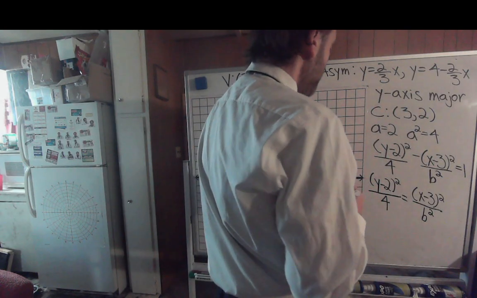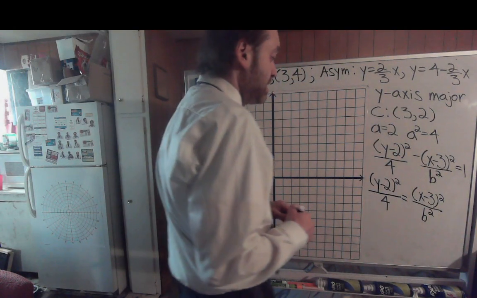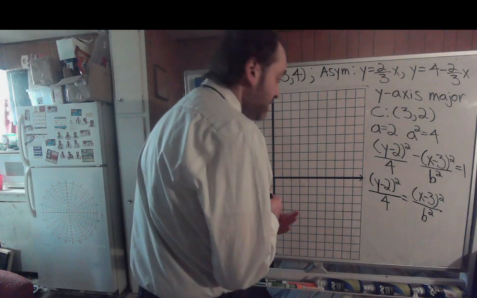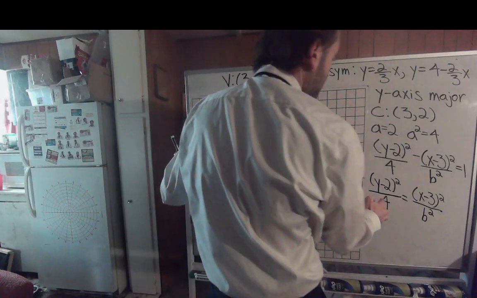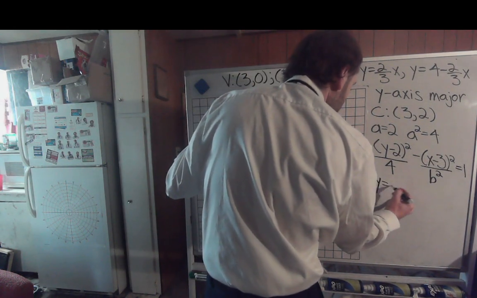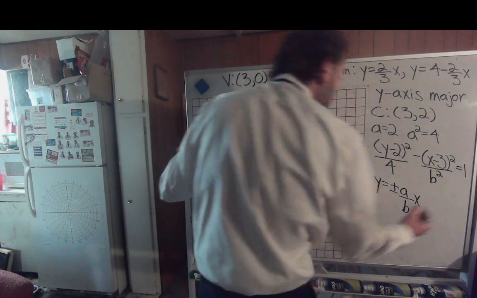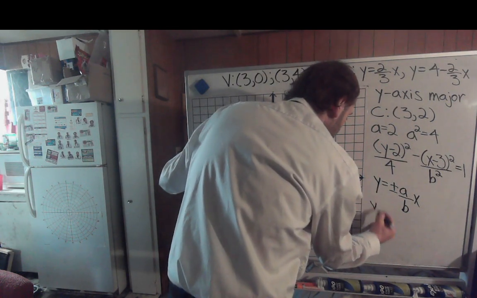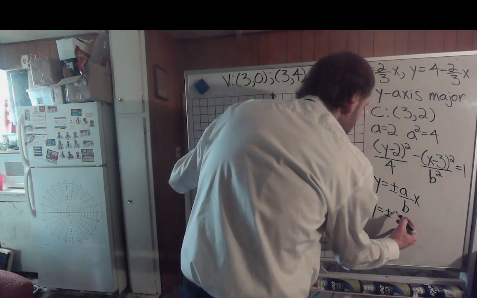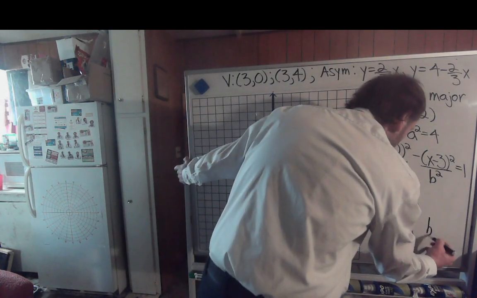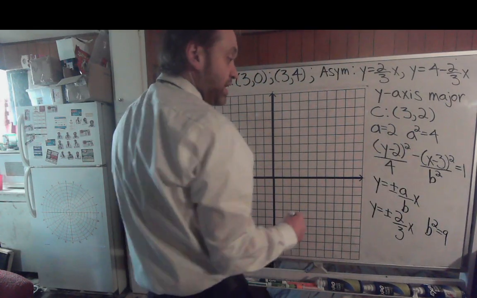Well, notice here, it's going to end up being an a over b. In this case, that a squared is 4. That means it's an a over b. The general form is going to be y equals plus or minus a over b times x, is what that means. So we have 2/3, so that means y is going to equal plus and minus 2/3 times x. Well, if a is 2, that means a squared is 4. So if b is 3, that means b squared is 9. That's all that means. The asymptotes were actually quite helpful.